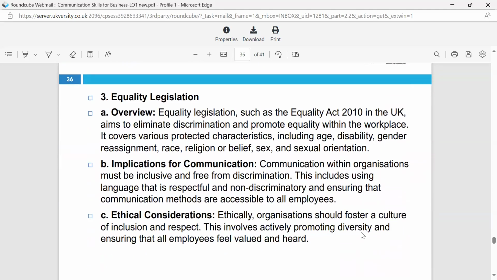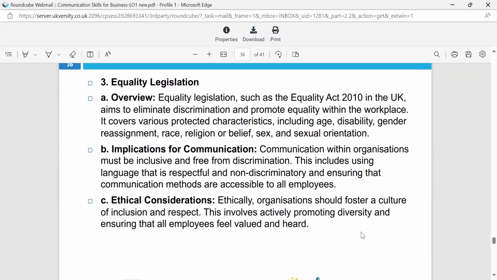Then we've got the equality legislation, really important legislation in regards to eliminating any sort of discrimination and ensuring equality in the workplace. It covers characteristics including age, disability, gender reassignment, race, religion or belief, sex and sexual orientation. And it's a really important part of the equality legislation in any organisation and any business dealing with employees.